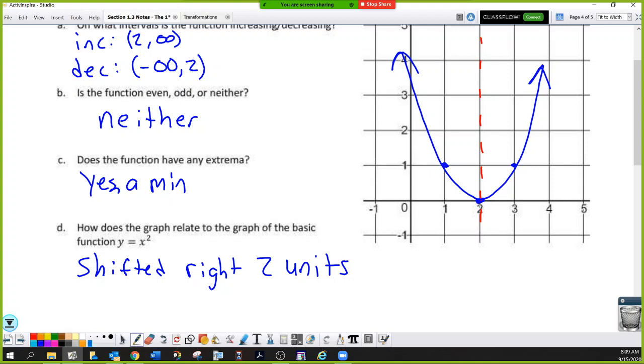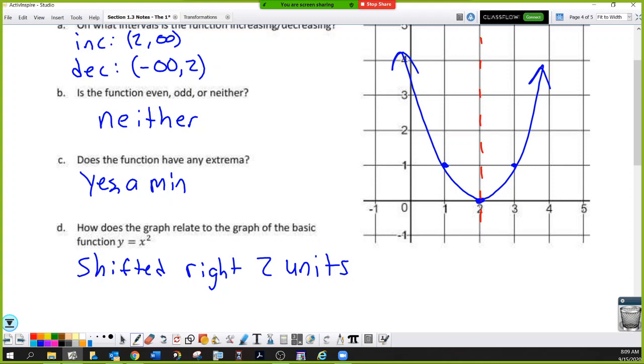I have a quick question. Yes, McKinley, what's up? For increasing, if you wrote infinity to 0, would that be the exact same? Unfortunately not. Because we read our graphs from left to right, whenever you're writing your interval notation, it has to be from small to big, always. So we would have to say from 2 to infinity.